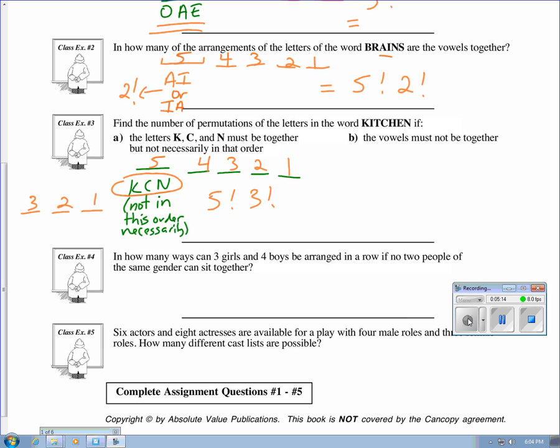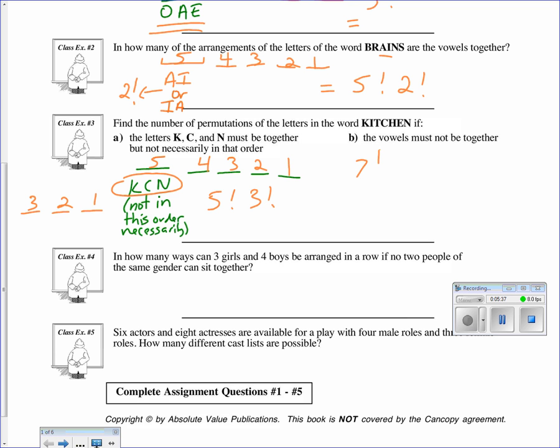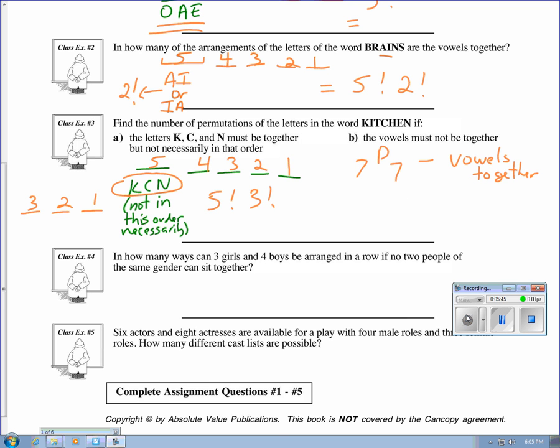Now it sounds like we're getting to probability work that you may have done in the past. The vowels must not be together. Well, that's really cool. There must be an easier way. So we're going to look at the ways of arranging all the letters in kitchen. That's 1, 2, 3, 4, 5, 6, 7. 7 objects to choose from, and I'm going to arrange all 7 of them. I'm going to take all the possible ways of arranging the letters in the word kitchen and subtract the number of ways that the vowels are together.